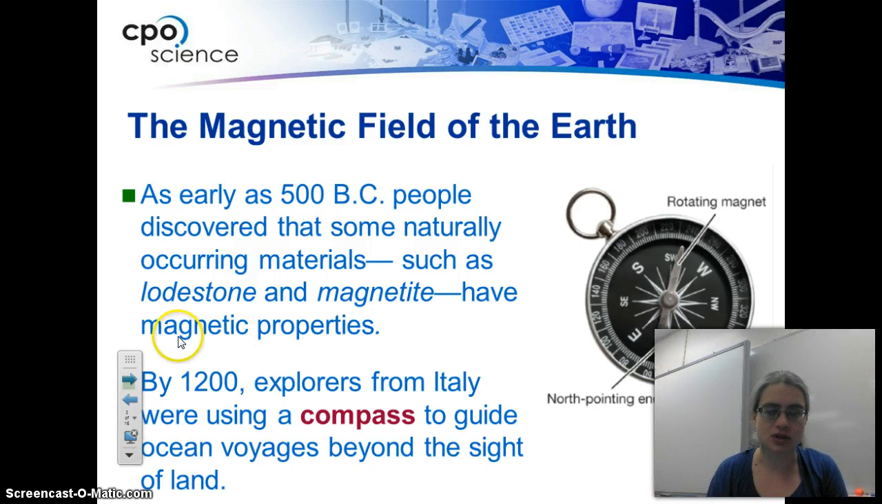By 1200, explorers from Italy were using a compass to guide ocean voyages beyond the sight of land. Again, that fixed point, no matter if it was sunny or cloudy or day or night. And that really did bring about the age of exploration.